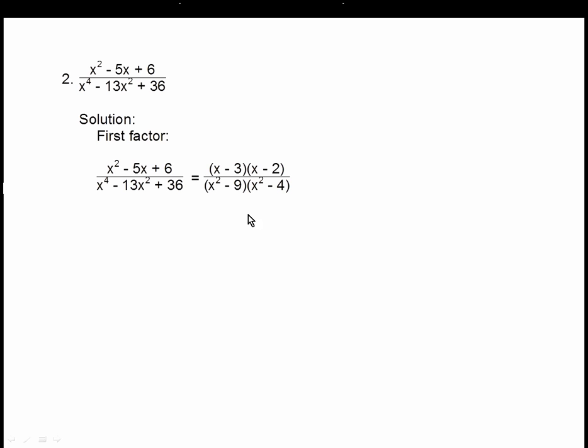We have a difference of squares, another difference of squares, so we can factor some more. x squared minus 9 is (x minus 3)(x plus 3). x squared minus 4 is (x minus 2)(x plus 2). So now we have it completely factored.